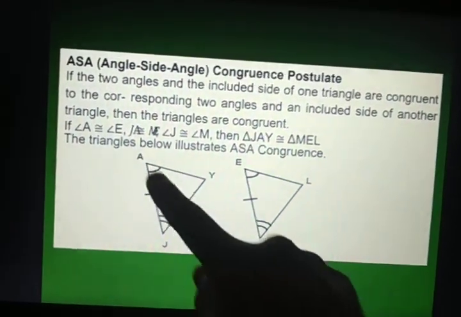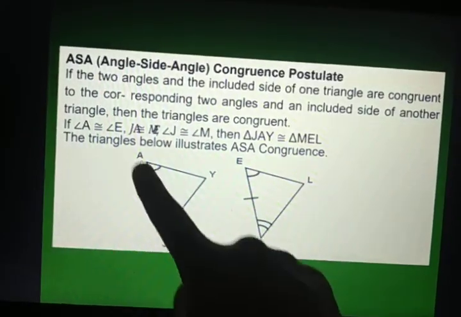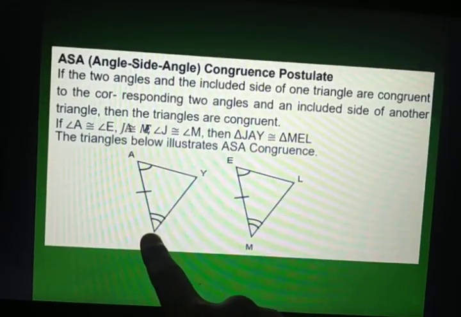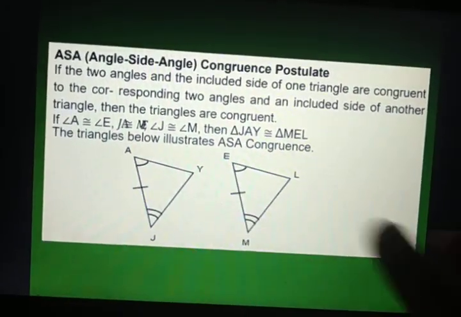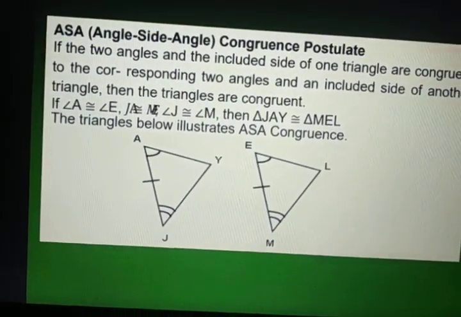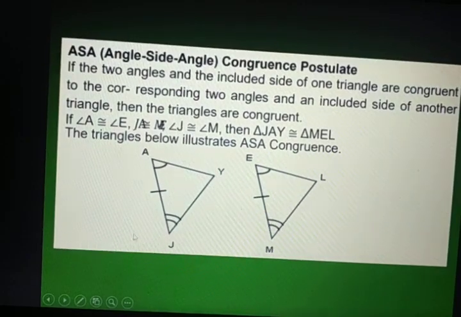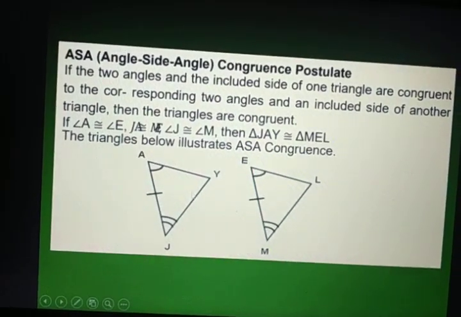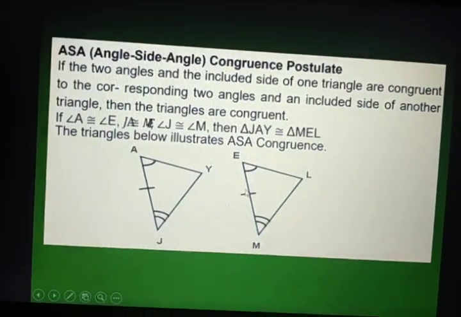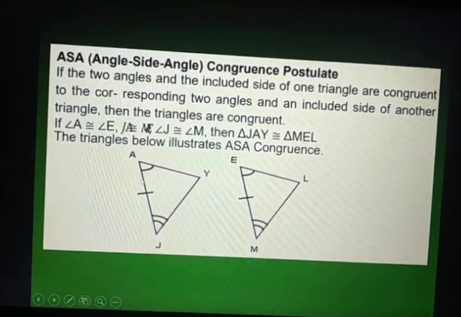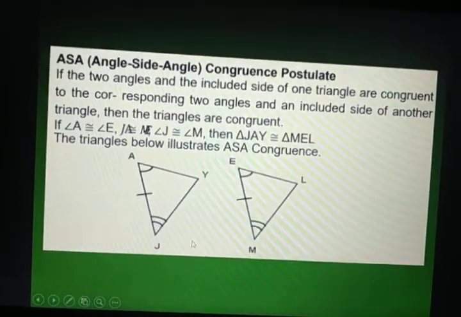Okay, why ASA? Angle, side, angle, wherein this line segment is in between two angles. Lantawon nyo lang ang picture, ang illustration, ang drawing, then you can say it's ASA congruence postulate. They are both congruent with one another because their marked parts are the same.